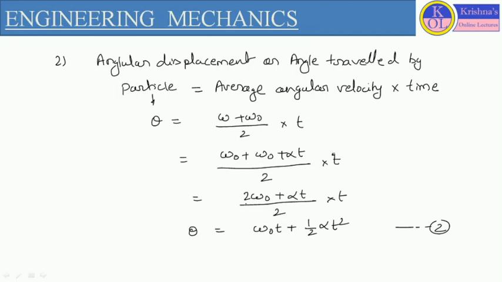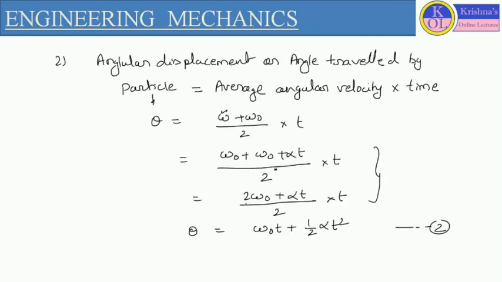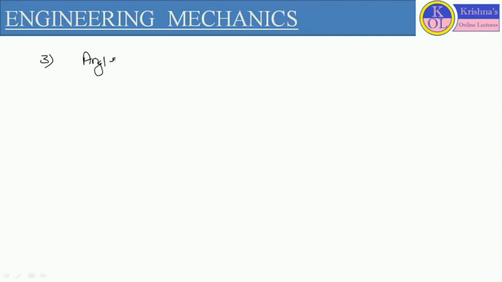So we will simplify this term. In place of omega, we will put the first equation, omega equals omega naught plus alpha t. We will put this term here, omega naught plus alpha t. After simplification, we will get omega naught t plus half of alpha t square. So this is our second equation, which is defining the equation of circular motion.